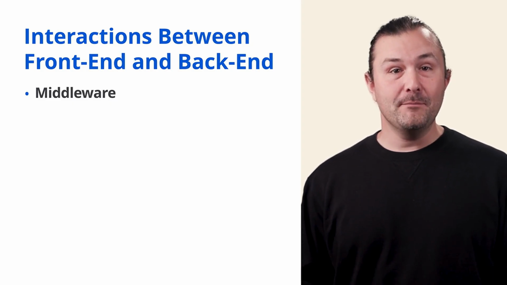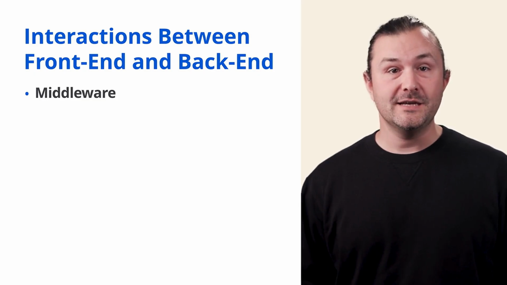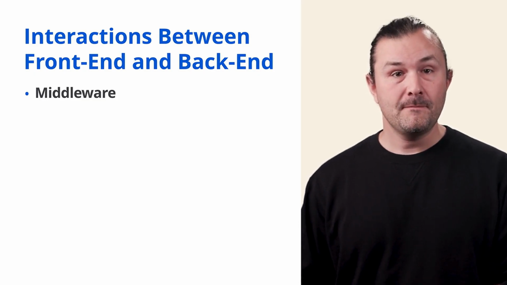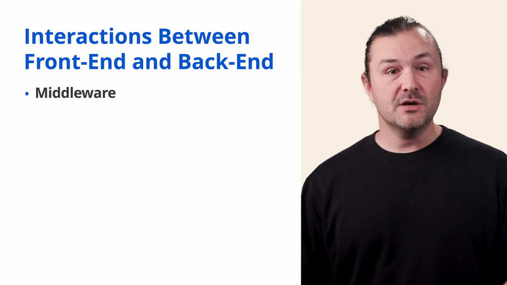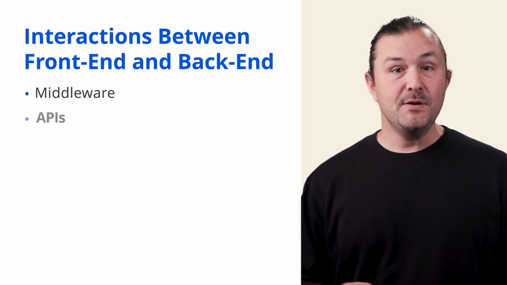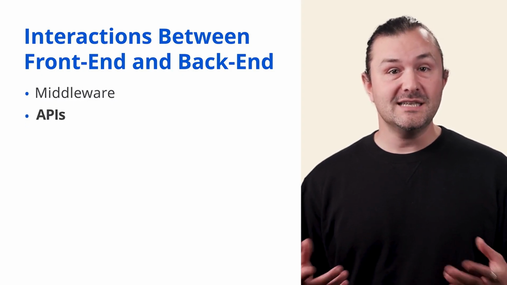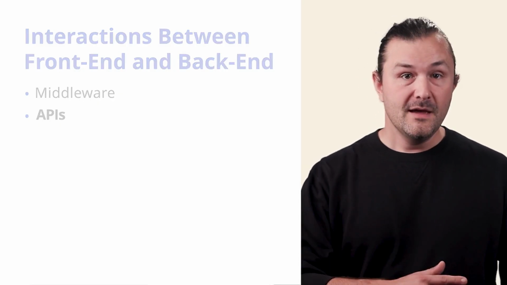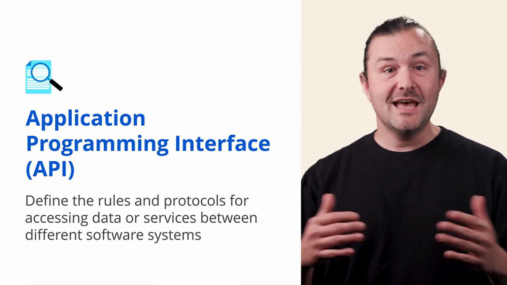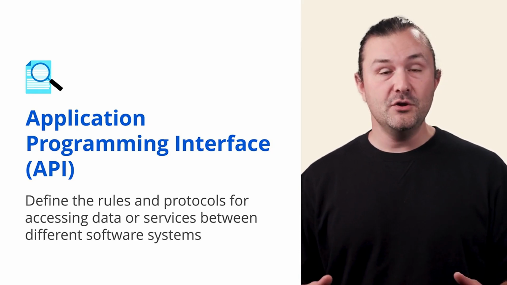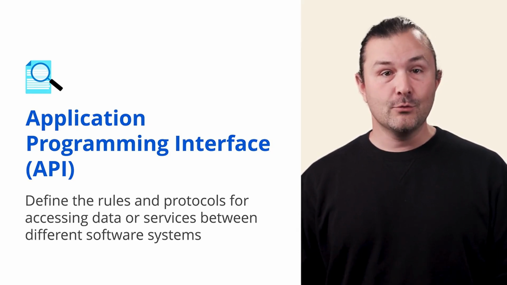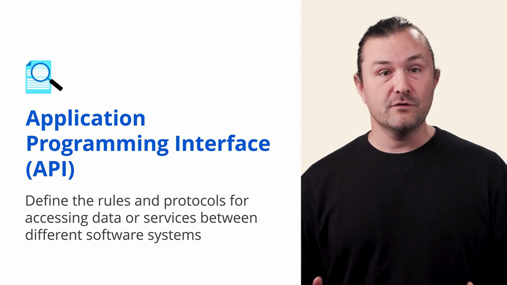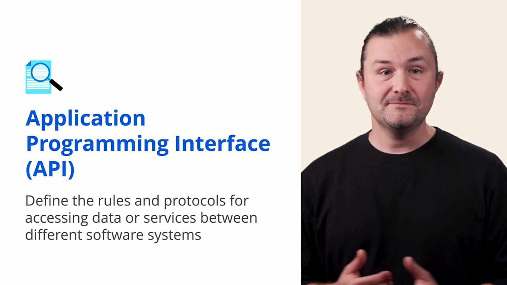For example, when you make a purchase, middleware checks your login credentials before allowing the transaction. While middleware facilitates communications within the application, APIs, another key component, extend this interaction by enabling different software systems to talk to each other. APIs are like bridges that allow different software systems to communicate with each other. They define the roles and protocols for accessing data or service between different software systems.